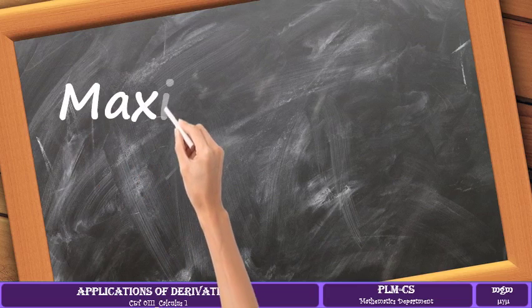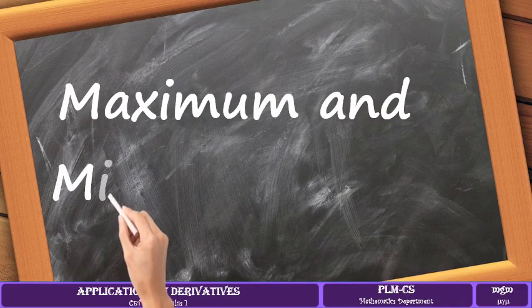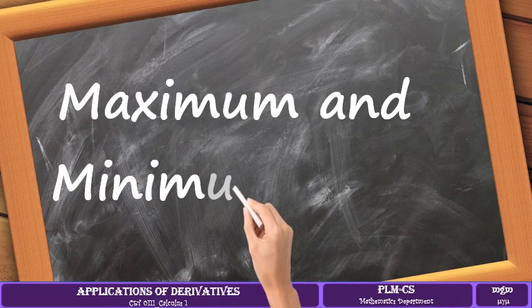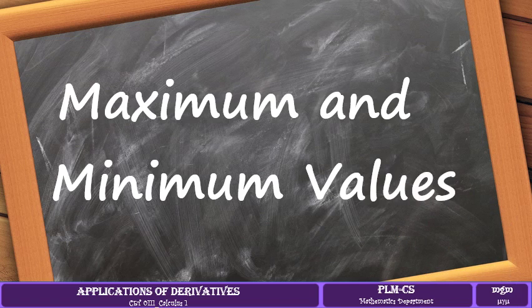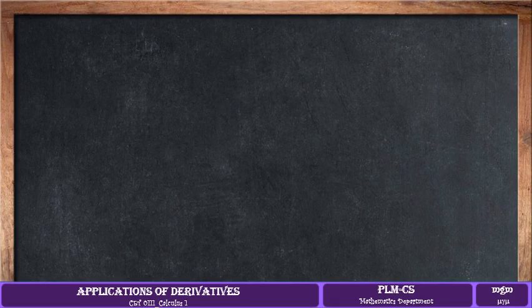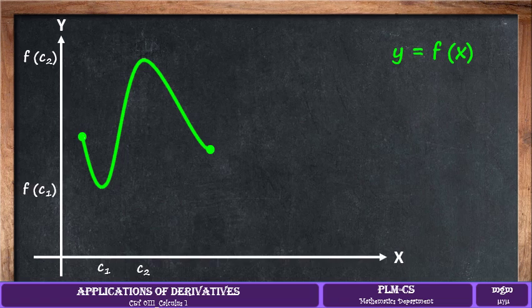In this video, we will explore various definitions we use to describe the maximum and minimum values of a function, that is, the highest and lowest values a function can attain. Consider a portion of the graph of y equals f of x. We might say that the highest value that the function can attain is f of c sub 2.